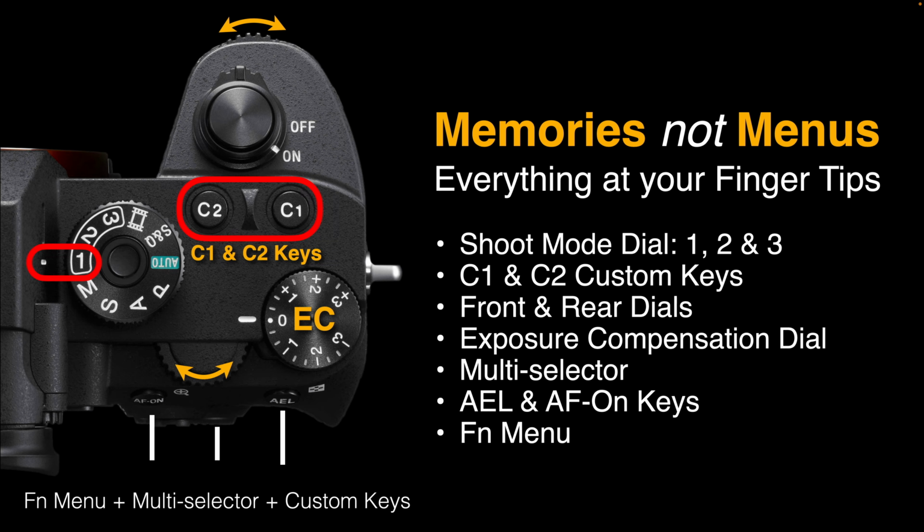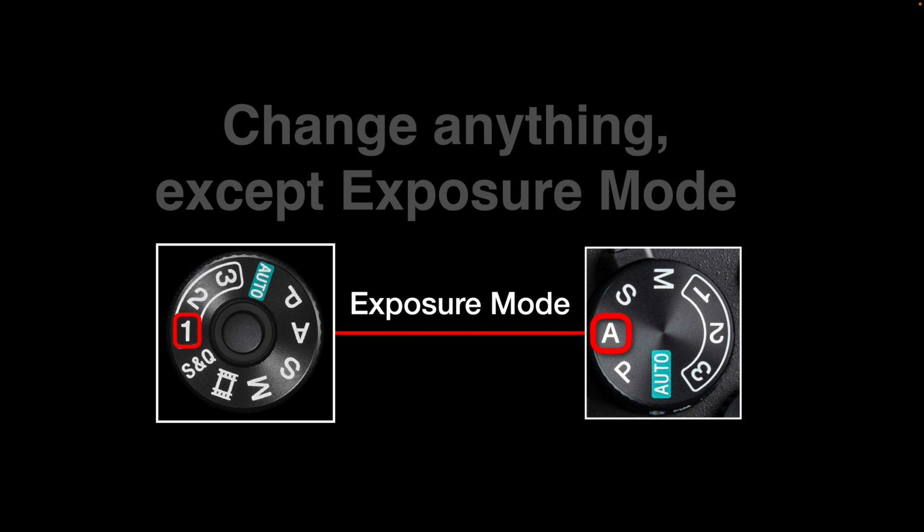I've got my front and rear dials on the front cameras for changing settings such as aperture or shutter speed. I've got my C1 and C2 keys for changing ISO, auto minimum shutter speed, and focus area. I've got my exposure compensation dial, and I can access the FN menu, and also I can access recall custom hold features, which I'll get into later, by pressing one of the 2 custom keys on the top right side of the camera, which are the AEL key and the AF on buttons there.